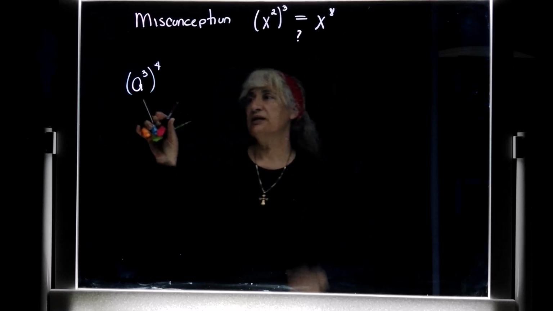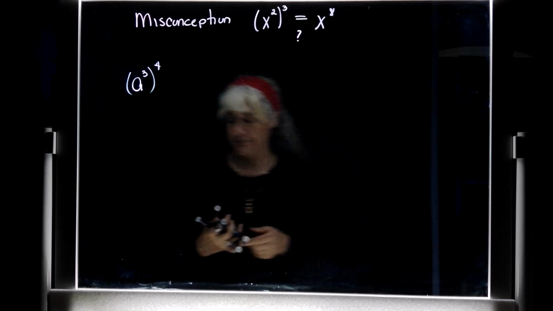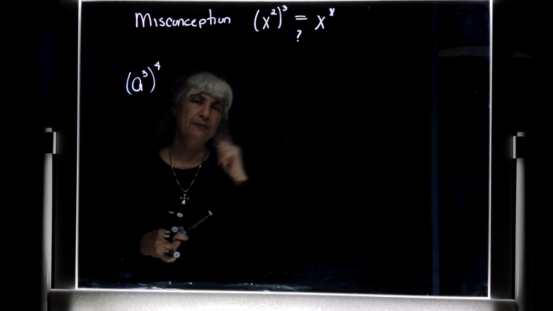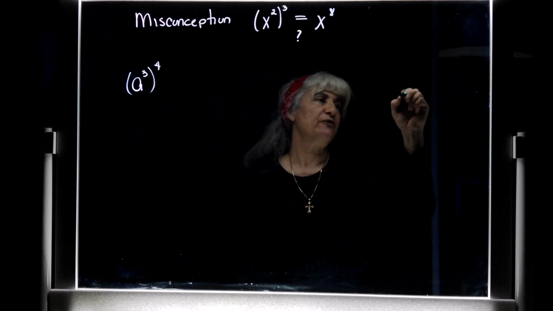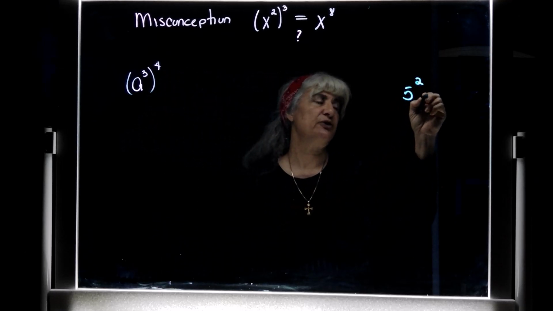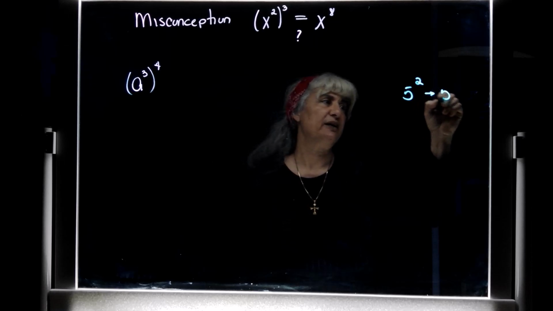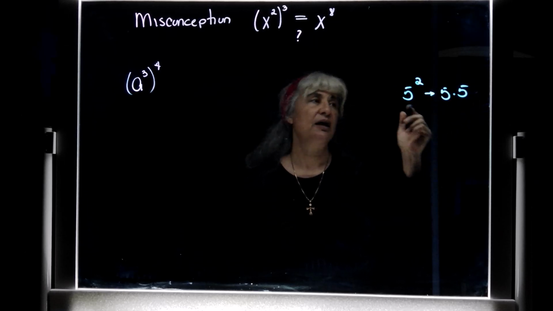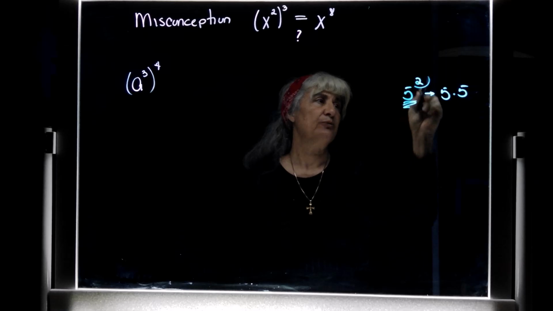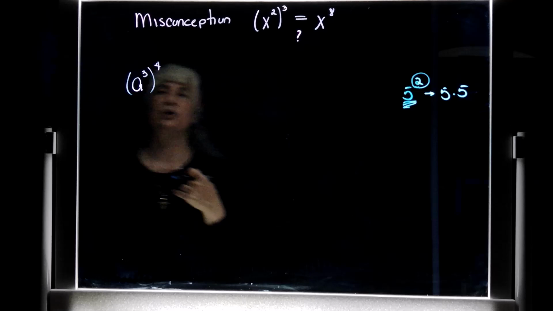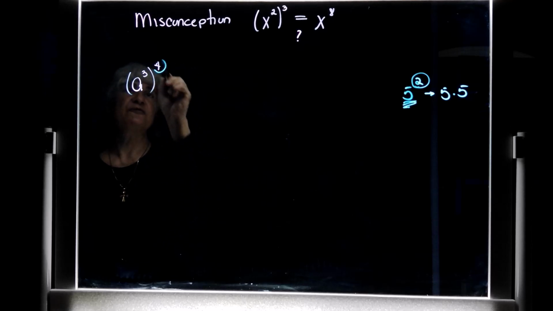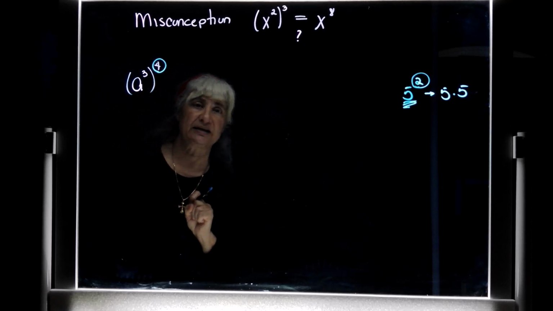And before I do this, I'm going to do this example over here. So I'm going to go based off of what exponents tell me. If I have 5 to the power of 2, that means I have 5 times 5, don't I? I write my base, and I write it as many times as the power tells me. Agreed? Okay.